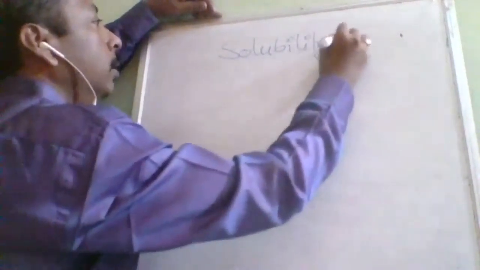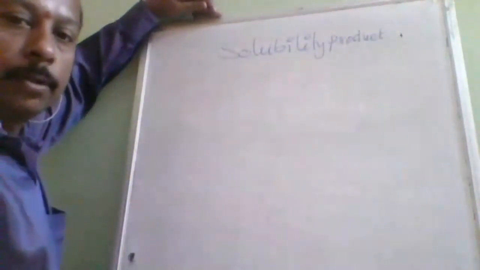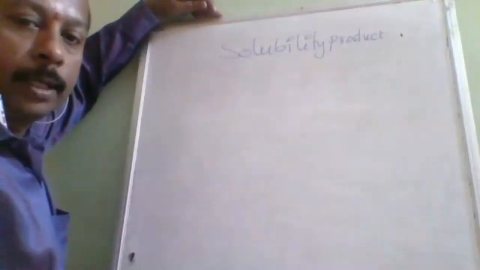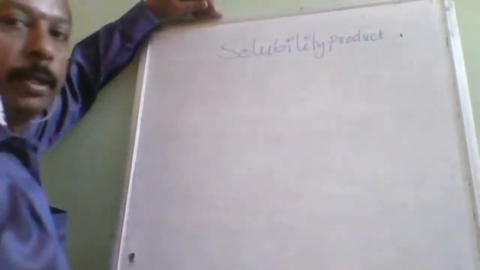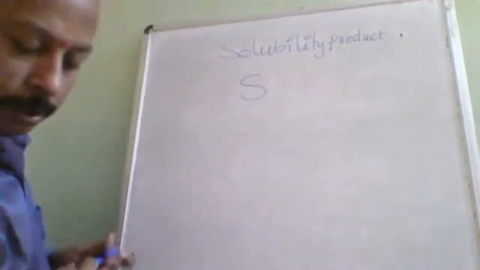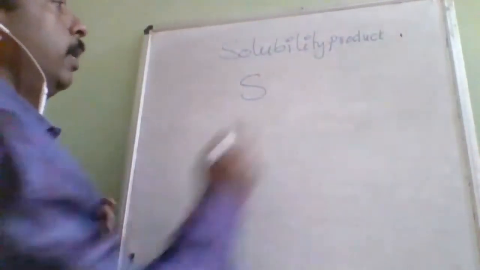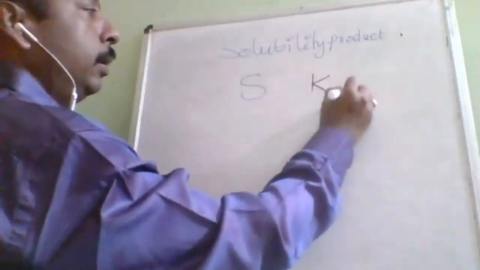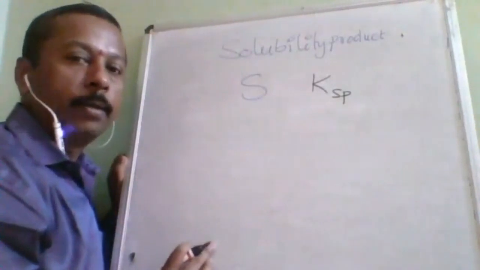Solubility product. Okay. There is a lot of confusion about solubility product, what it is denoted by, and a lot of doubt about solubility product and solubility. Solubility is denoted with S. Solubility denoted with what? S. And solubility product is denoted with Ksp. That is the difference between solubility and solubility product.